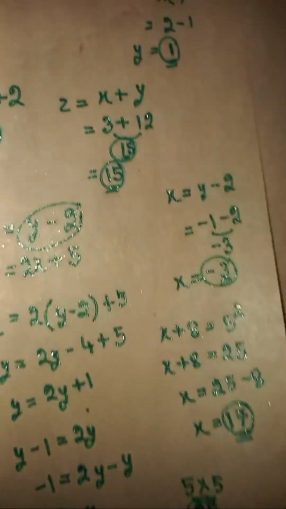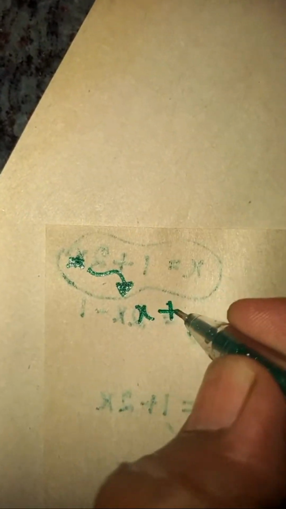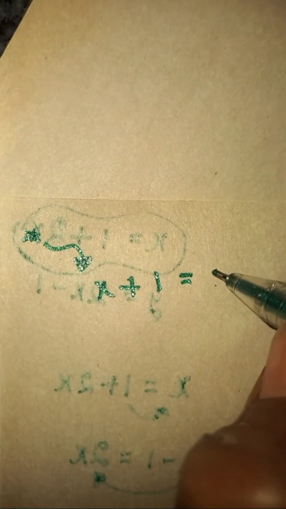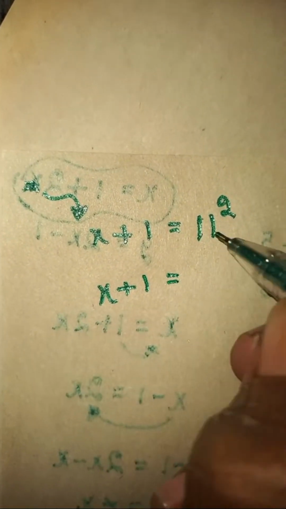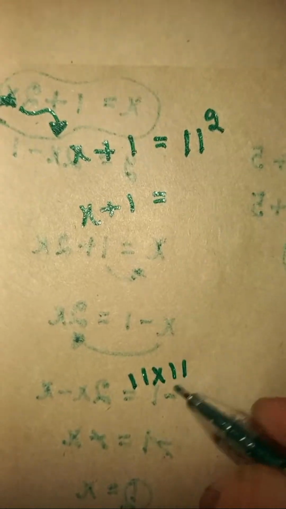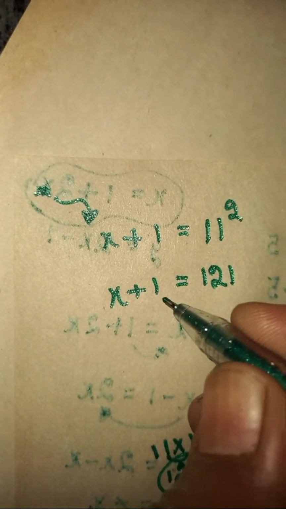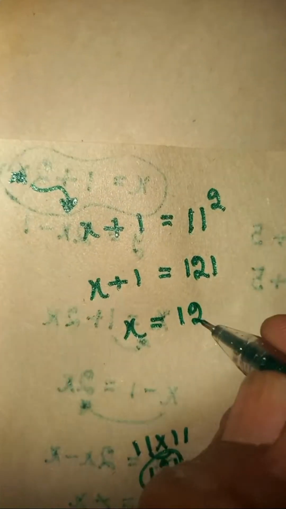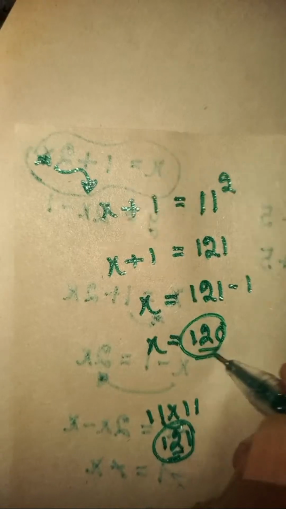Let's solve more small equations, and I'll start with this one. Here they have given x plus 1 equal to 11 square. Now you can do it in the same way. x plus 1 equal to 11 square means 11 times 11, that is 121. So this becomes 121. This 1 goes to that side and becomes minus 1, that is 121 minus 1. Now x equal to 120.